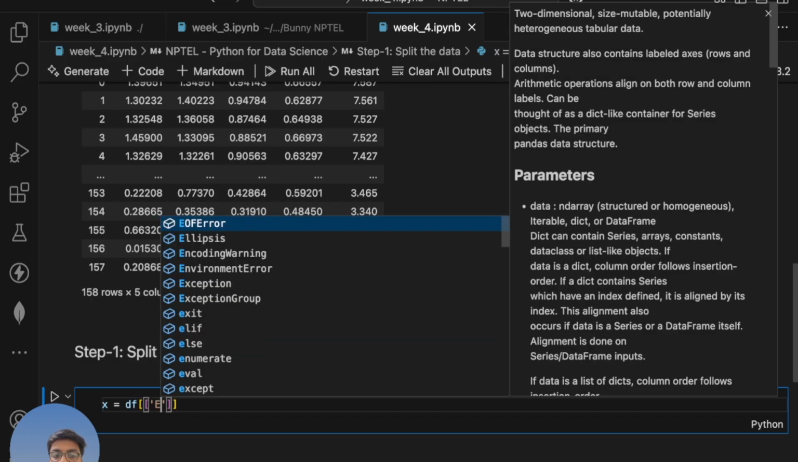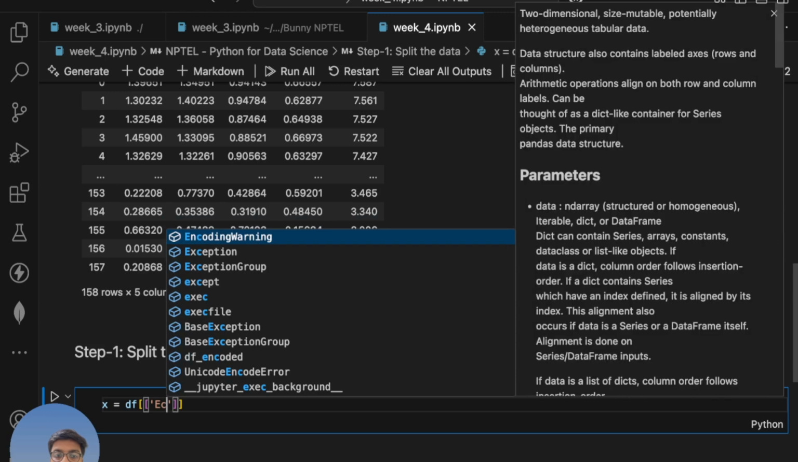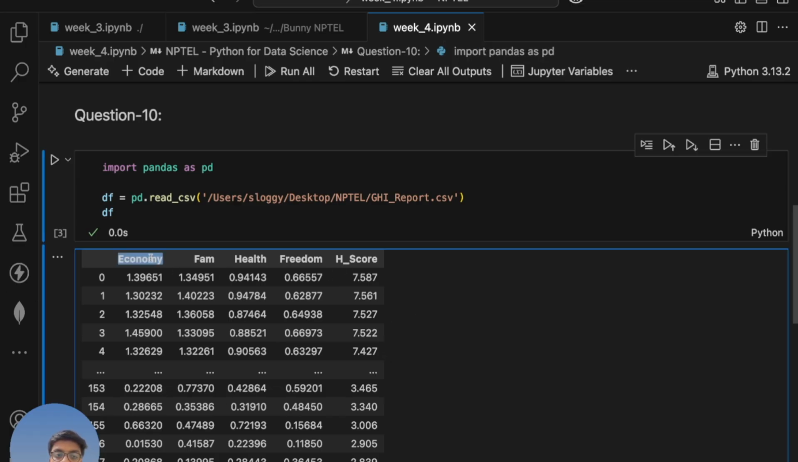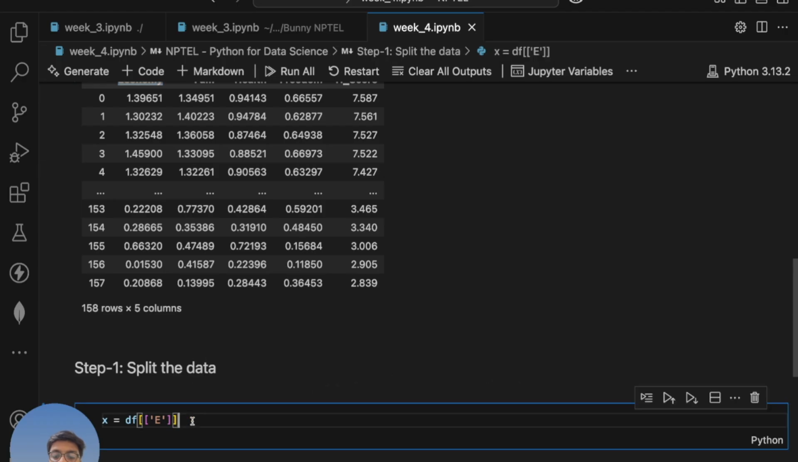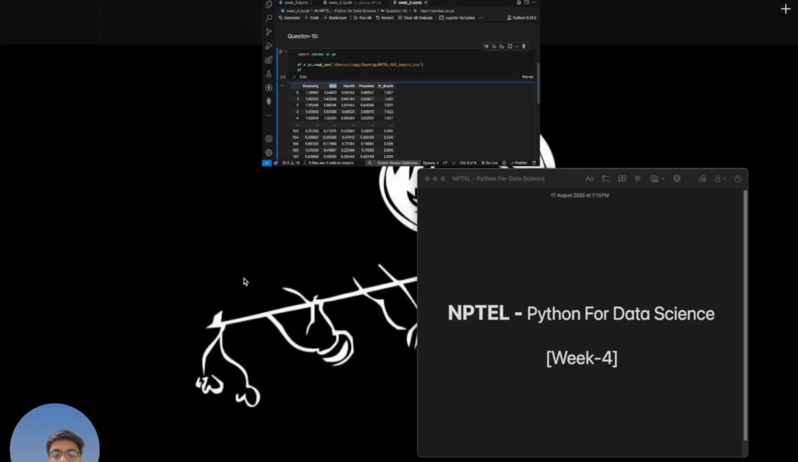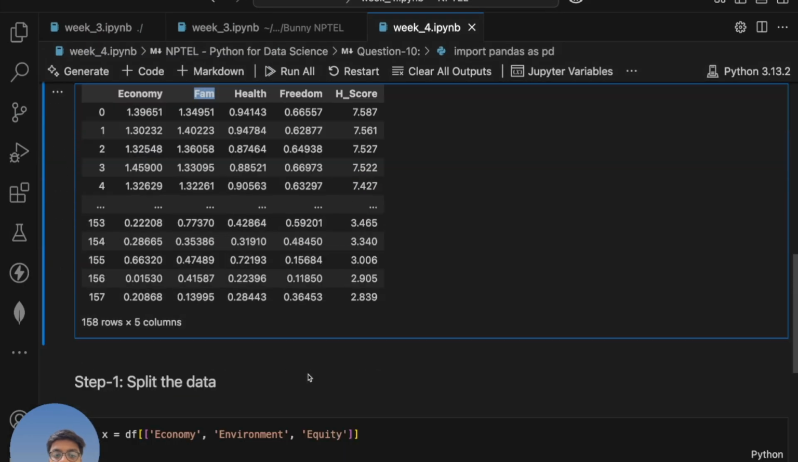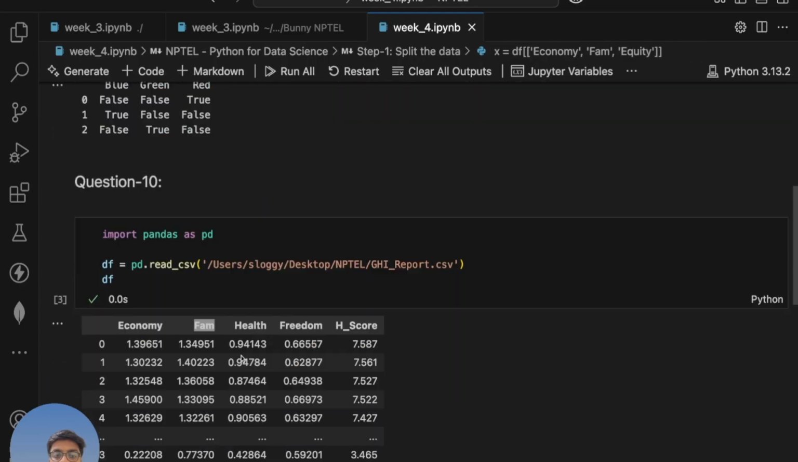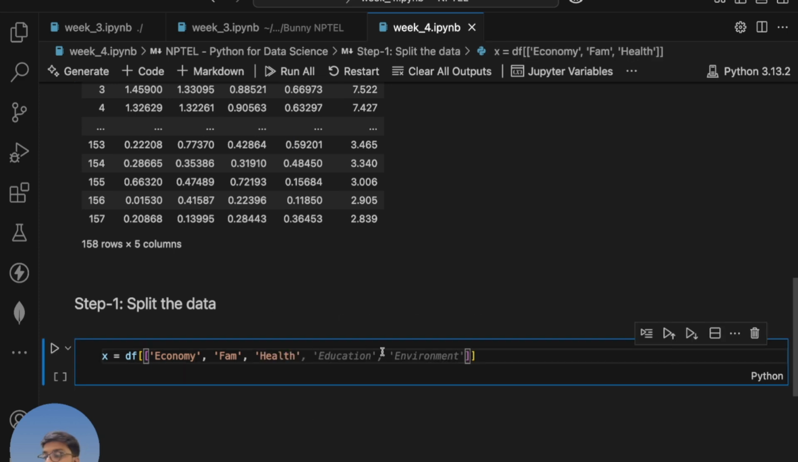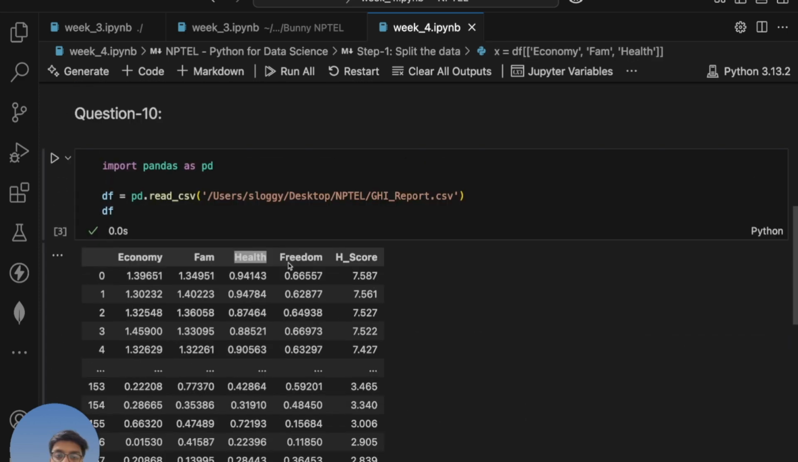What do we need in this? Economy. Let's write the spelling here. We are just very lazy people. Economy, family and health, sorry, and freedom.